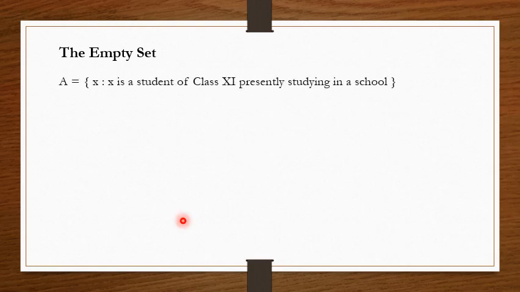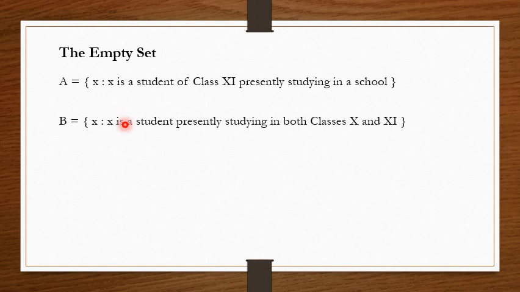First one, the empty set. Consider this set. The set A equals the set of all x such that x is a student of class 11 presently studying in a school. Assume that there exist 21 students studying in class 11 in a school. Then the set A contains those 21 students.